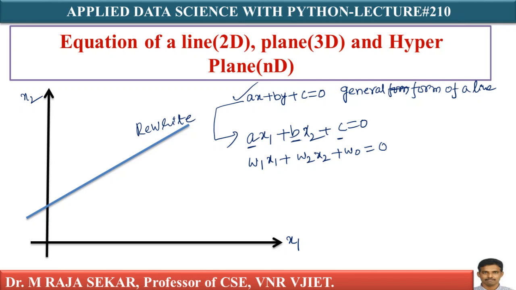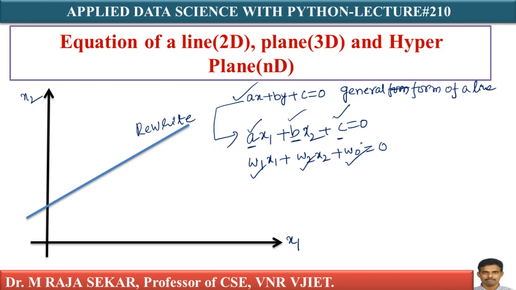It's a matter of notation. It's nothing more than that. If x1 and x2, x1 is on the x-axis, x2 on the y-axis. Instead of using a, b, c, I can say like this: instead of a, I am writing w1. Instead of b, I am writing w2. Instead of c, I am writing w0.